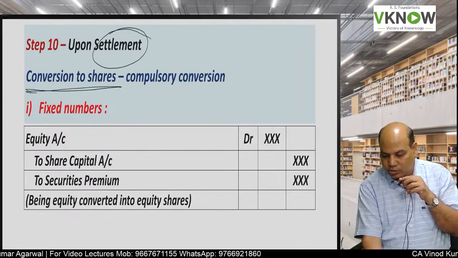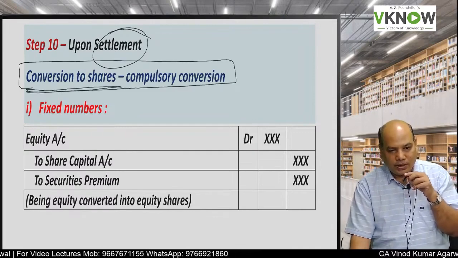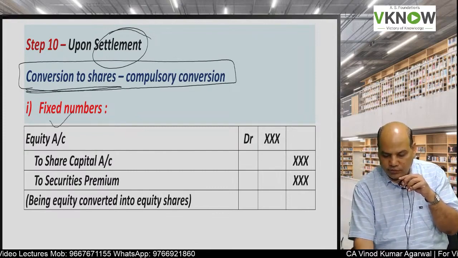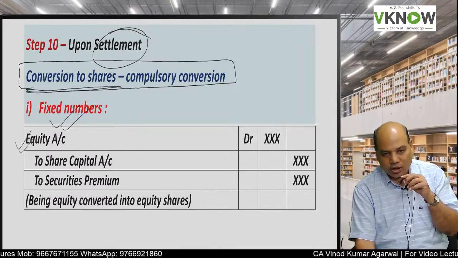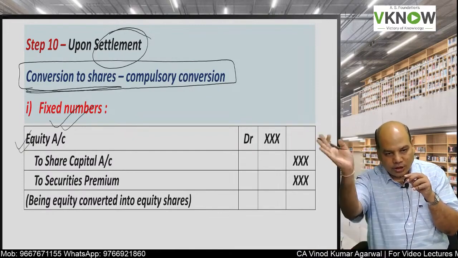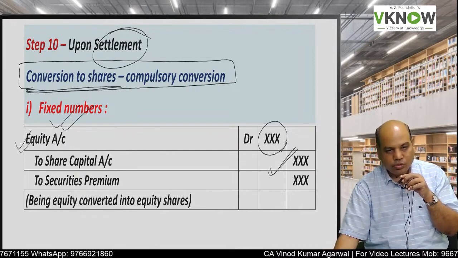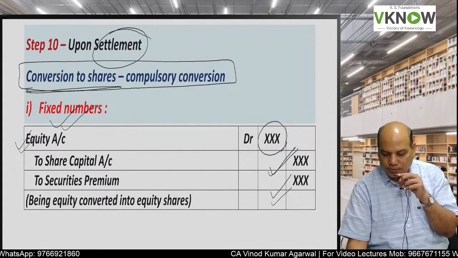Conversion into equity share. Suppose the instrument requires mandatory conversion into equity share. Fixed number of equity shares have to be issued. Equity account debit, which you had credited earlier, and from that equity account you credit share capital and credit securities premium.